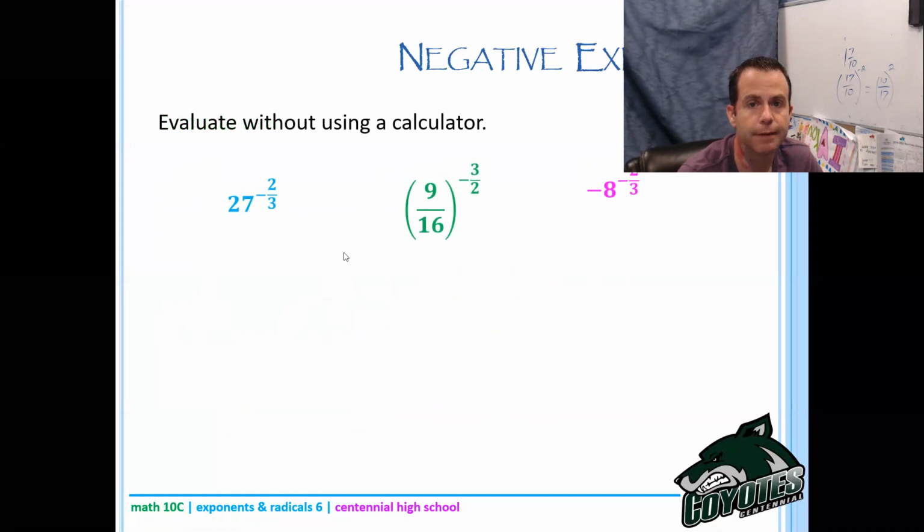All right, evaluate without using a calculator. So 27 to the negative 2 over 3, that's going to equal 1 over 27 to the positive 2 over 3. Then I'll take the cube root of that, which is 1 over 3, and then I'll square it, which is 1 over 9.